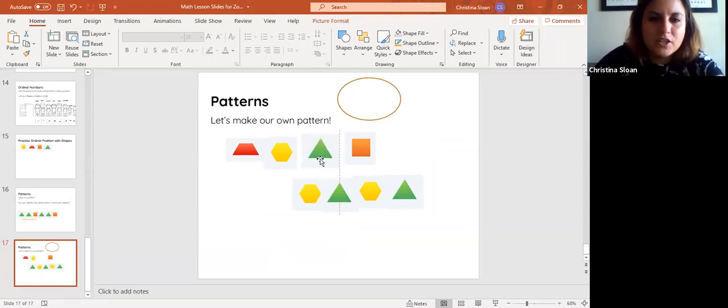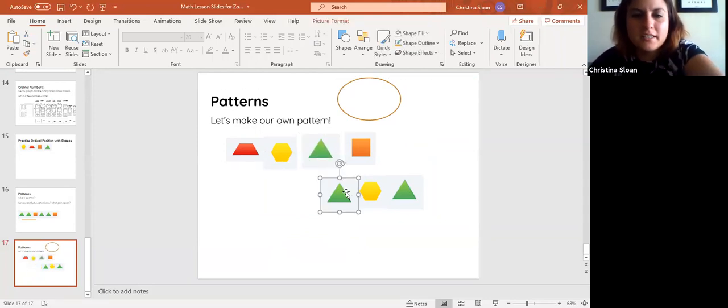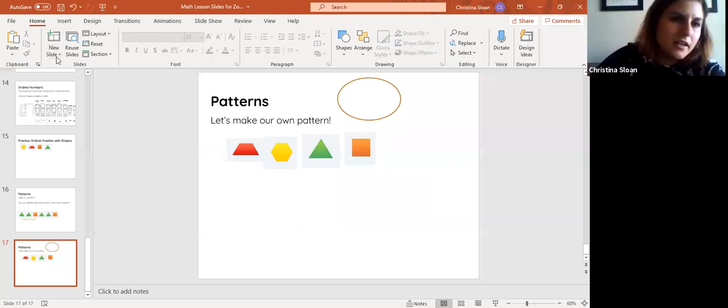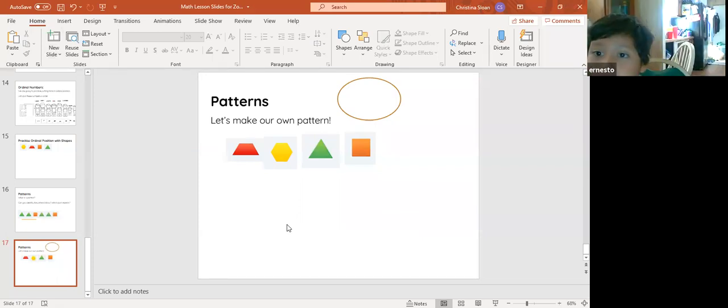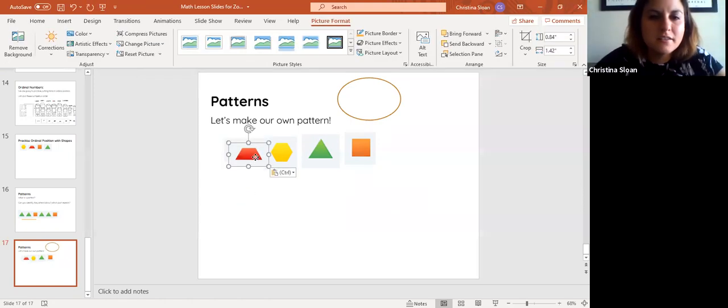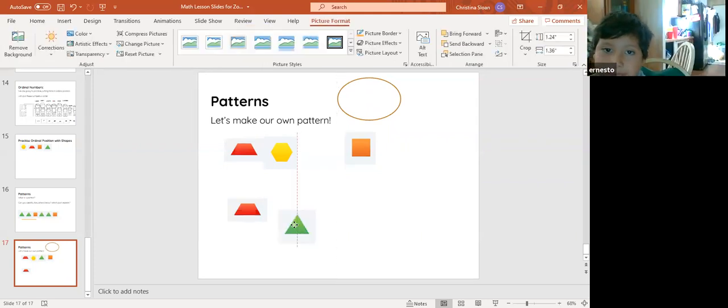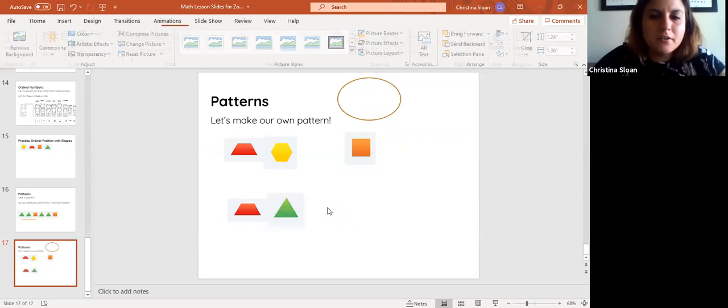Right, we have time for 2 more examples. So hold on, let me repeat this. All right, Ernesto, can you pick the shapes that you want to use, either the shapes or the colors? Red. Red, okay. What else? And green. Green, okay. So I'm going to make a quick pattern.